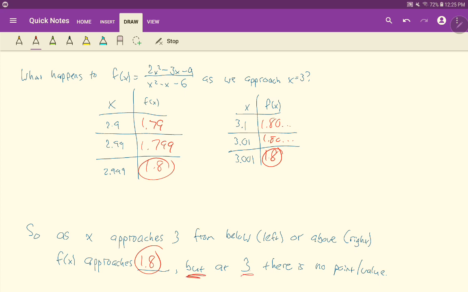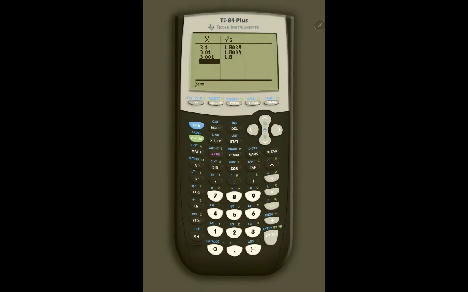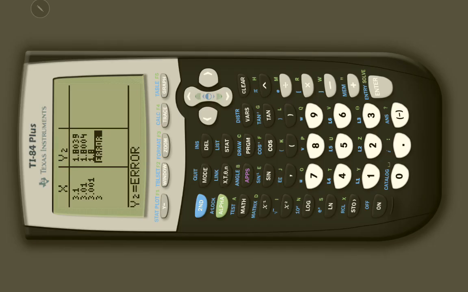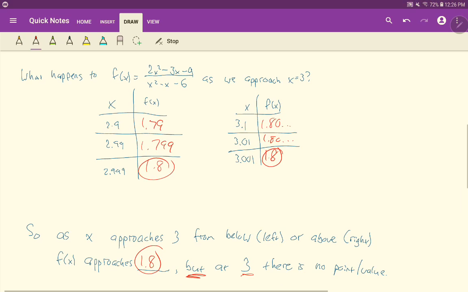But at 3, there's no point or value, right? If I go back to my table and type in 3 exactly, you see I get an error. So we can get very close to 3, but at 3 there is no point or value. But we have this location, 3, 1.8, right? As we approach 3 from above or from below, in both cases we're getting closer and closer to 3. But at 3 there is no point.